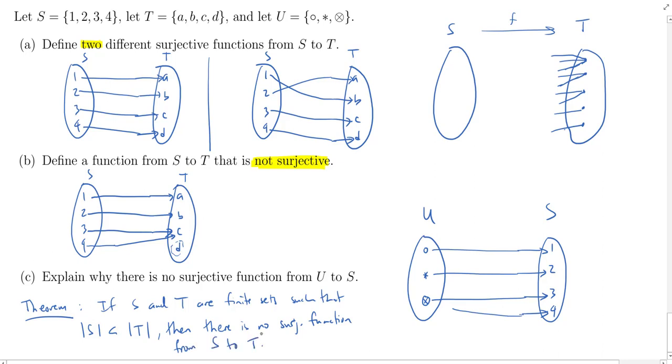All right, and the proof is simply, we know that the range of this function has no more than the size of S elements, right? The cardinality of S elements. And if that is less than the cardinality of T, then we know that the codomain is strictly greater in cardinality than the range. And therefore, the function will not be surjective.